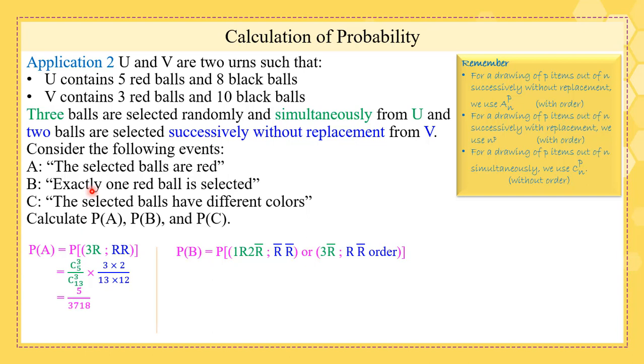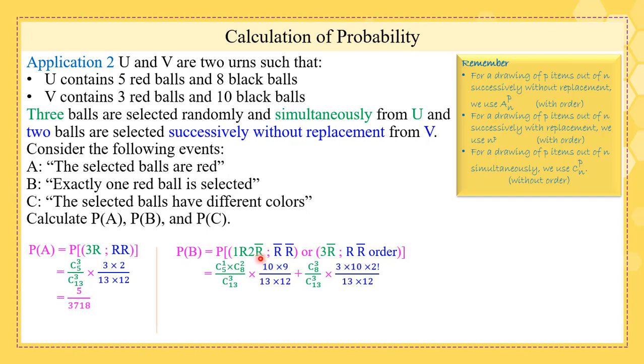Well, for B, we have exactly 1 red ball selected. It means we're going to choose only 1 red ball out of the 5 selected balls. So it could be 1 red and 2 non-red from U and 2 non-red from V, or it could be 3 non-red from U and 1 red and 1 non-red from V. Notice that in each of these 2 cases, we're going to have 1 red and 4 non-red.